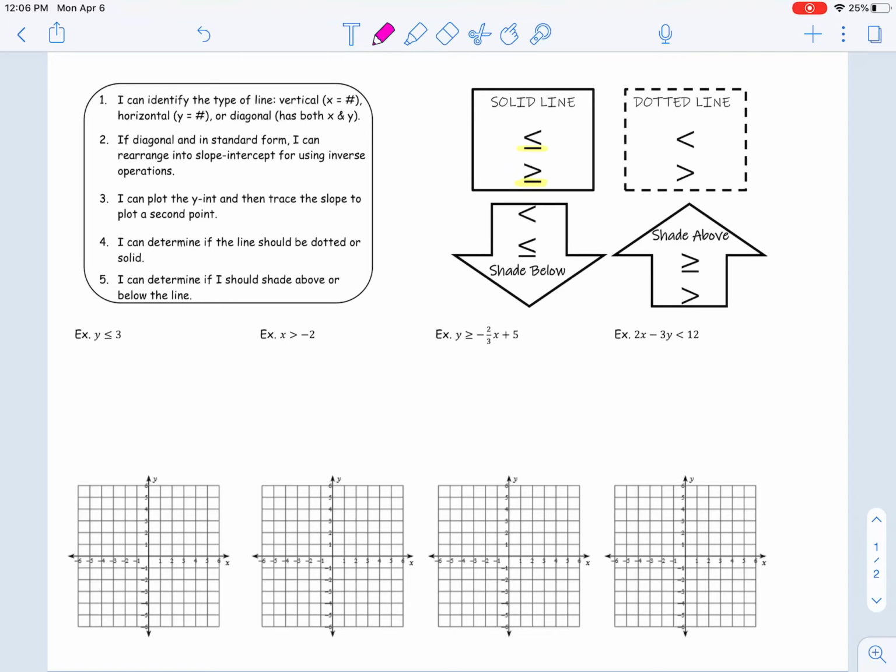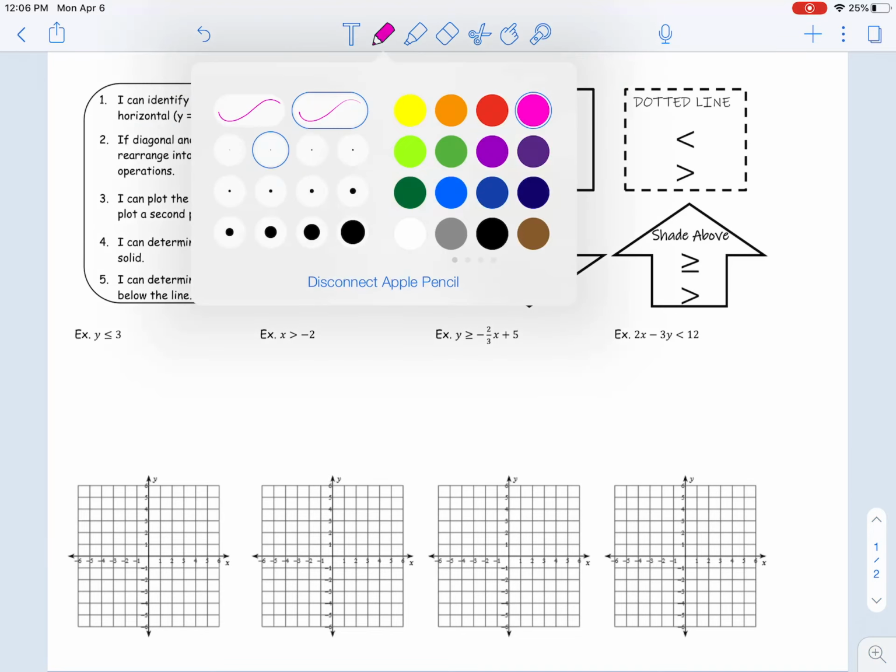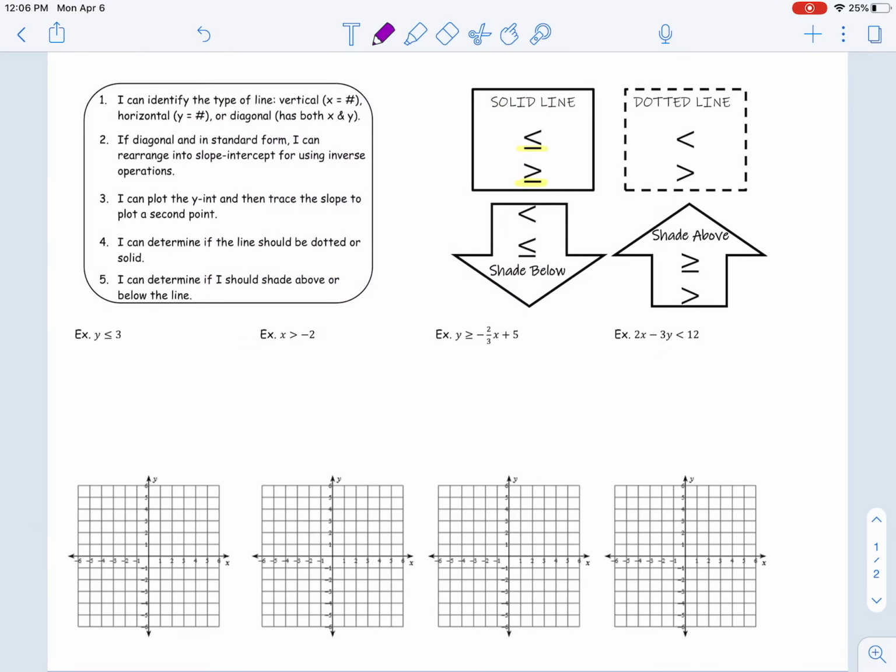If it's less than or equal to, you're shading below. If it's greater than or equal to, you are shading above the line. All right, so let's take a look at the first example we have here. So we have y is less than 3. So again, we're going to go through the same 5 steps.